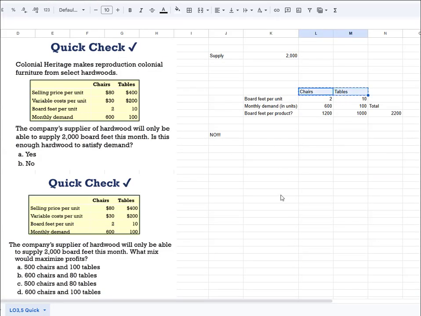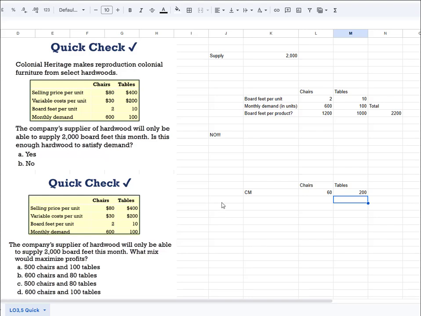Let's go back to our table and chairs. We are going to have our contribution margin, so that is going to be equal to our 80 minus our 30, selling price minus variable costs. And for tables it is equal to our 400 minus 200 for our contribution margin.